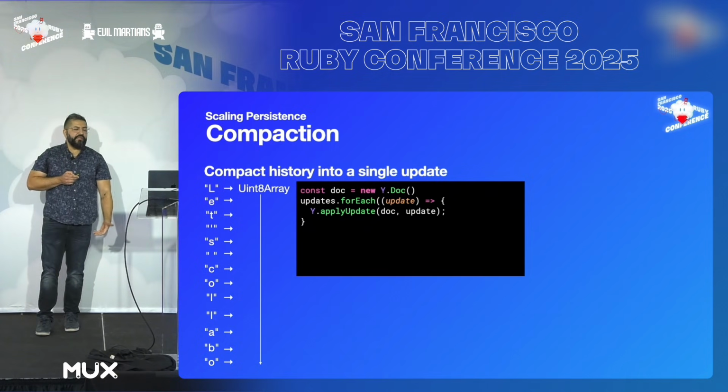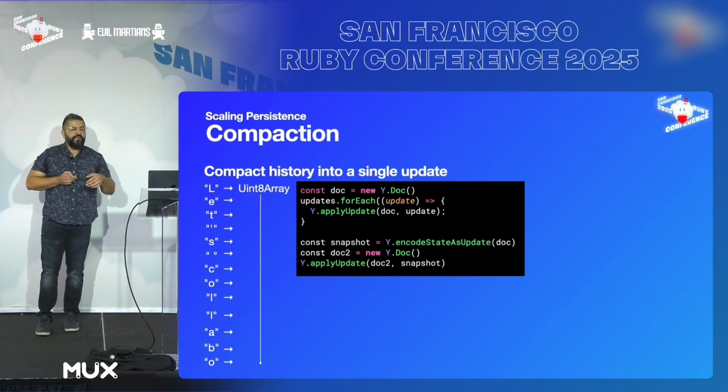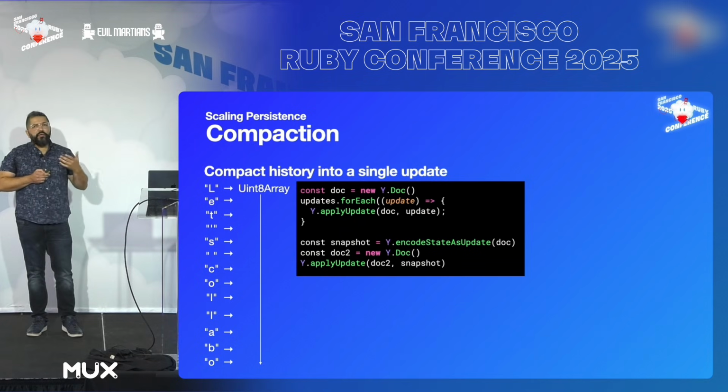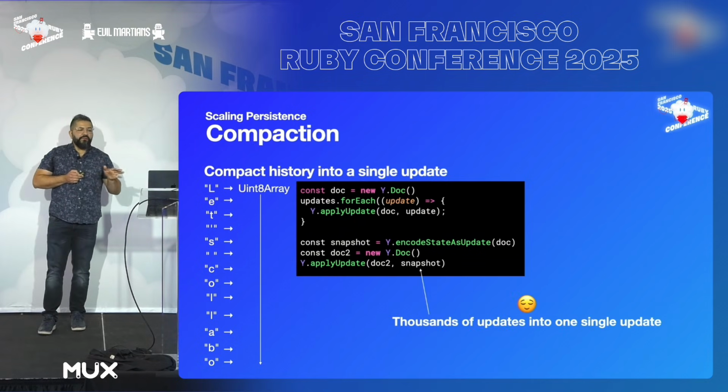So you compact history into a single update. We can take all of those updates we have, apply them to our document, and then YJS comes with something called encodeStateAsUpdate. You take all of those thousands of updates, you put them into one thing, and now what you can do is start serving that single update to people, and then you start getting the new updates from there.